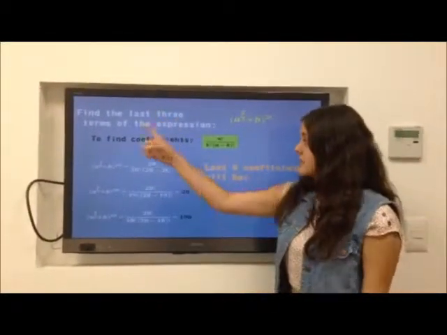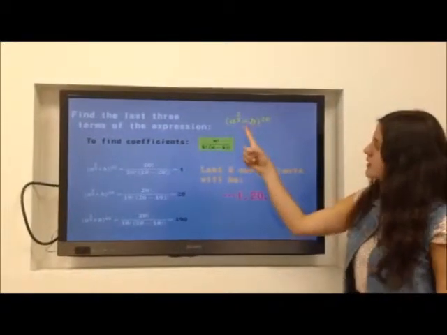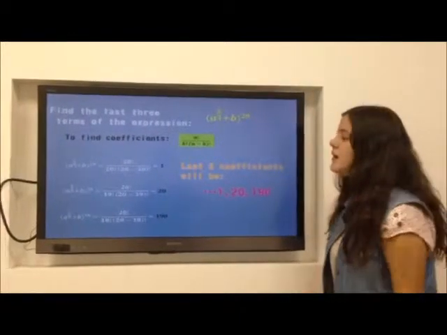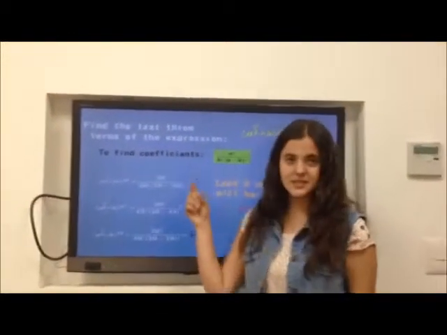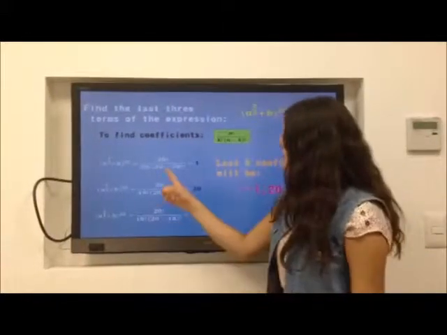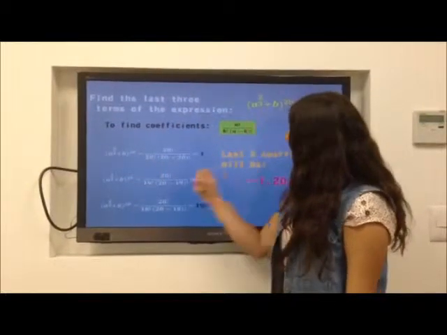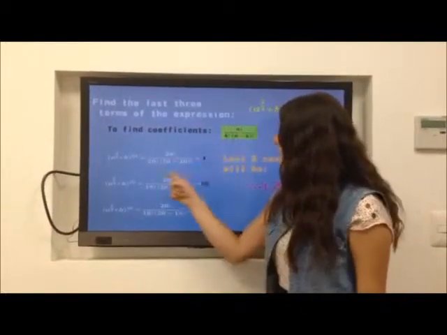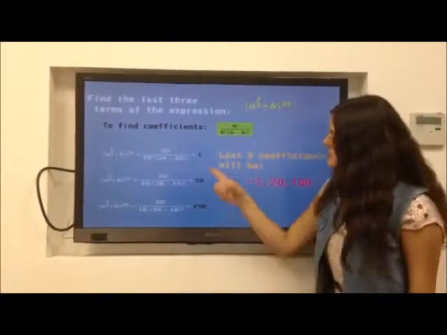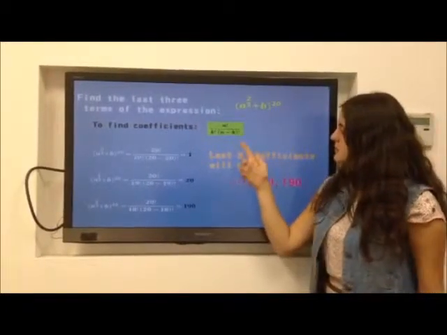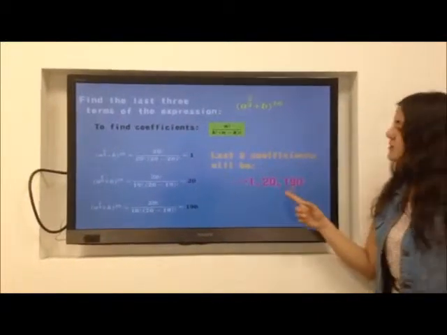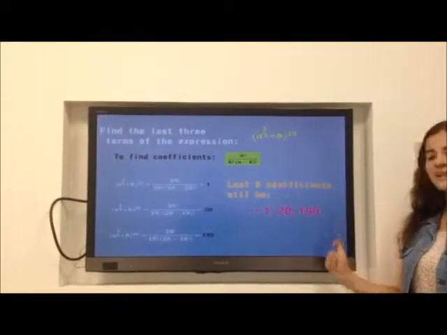Now we have to find the last three terms of the expression a to the 2/3 plus b, all of these elevated to 20. Well, first we're going to find the coefficients, and we're going to apply the same formula we did in the last exercise. So we're going to substitute in this formula the values of 20 as n. So we're going to have the coefficient 1. And if we repeat the procedure with the other terms, after all this process, we're going to find out that the last three coefficients will be 1, 20, and 190.